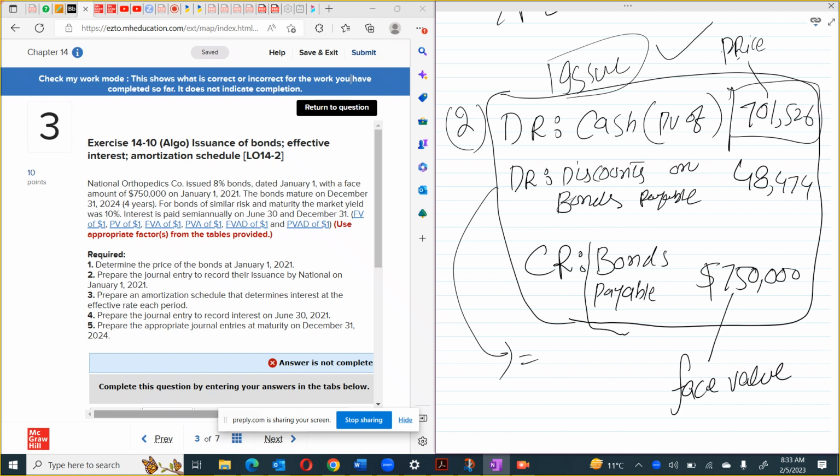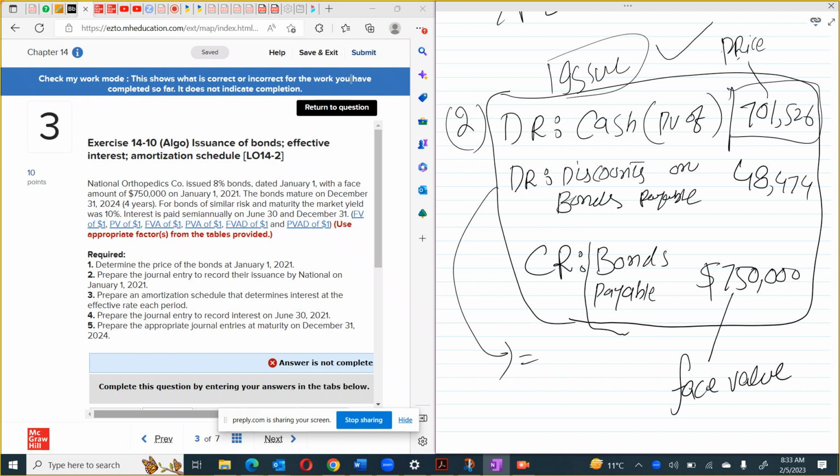Discount is debit, premium is credit. So at issuance, now the word issuance is important because it will change during the time. At issuance, discount is always debit. I will write it here so that when you watch the video, you can write it as notes.